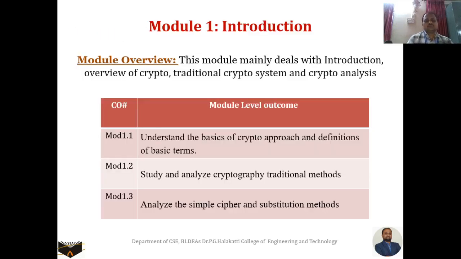So we are still discussing the module level outcome. We are in module outcome 1.2, that is, study and analyze the traditional methods. Now we are in the applications of such methods. Now we will be shifting to the third module level outcome, that is, analyze the simple cipher and substitution methods.